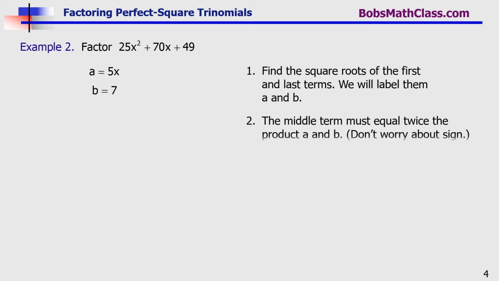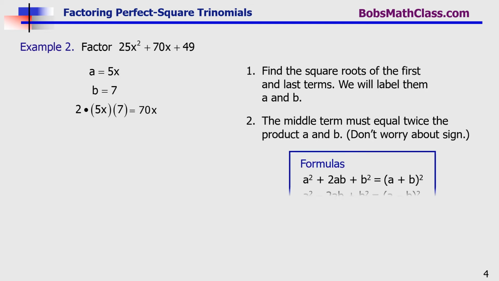Step 2. The middle term must equal twice the product of a and b. So we're going to multiply 2 times a times b. 2 times 5x times 7. What does that equal? 70x, right? Is that our middle term? Yes. That means that we could use the formula.